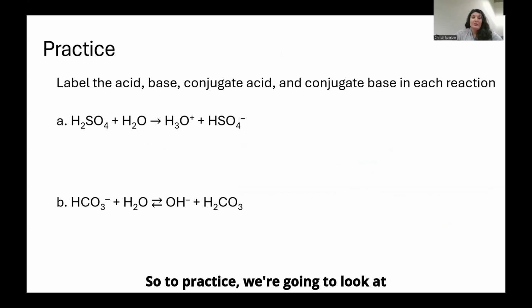So to practice, we're going to look at the equation and label the acid, base, conjugate acid, and conjugate base in each reaction. Let's go ahead and pause the video, and then when you're ready, come back and we'll check your answers. So in this first equation, you are going to look at the 2 species on each side of the equation that only differ by 1 hydrogen.